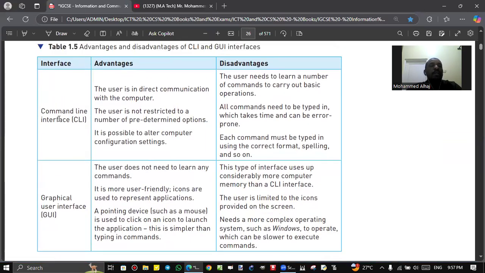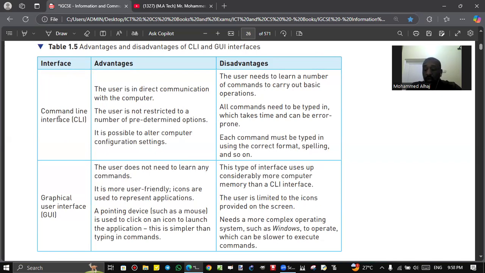Here are some advantages and disadvantages of the interfaces. When we talk about the command line interface, one of the advantages is direct communication with the computer, because commands are directly executed by the computer. Whereas the user needs to learn a number of commands to carry out tasks. This is one of the disadvantages.